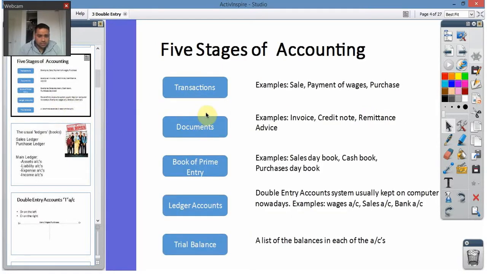So let's have a look at some stages of the accounting. We've already looked at this in Chapter 1. What we're going to be looking at today mainly is documents, books of prime entry and ledger accounts. So we're going to basically be looking at ledger accounts mainly, the double entry system. We looked at these in Chapter 1 a bit more, but today we're only going to be really looking at the ledger accounts.